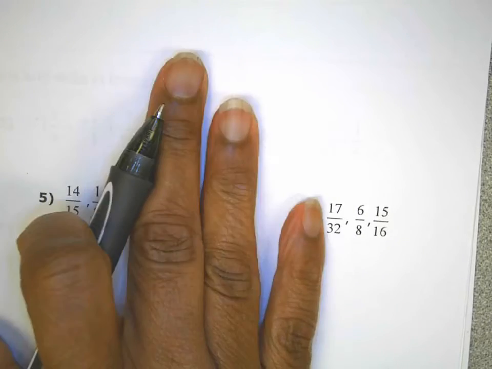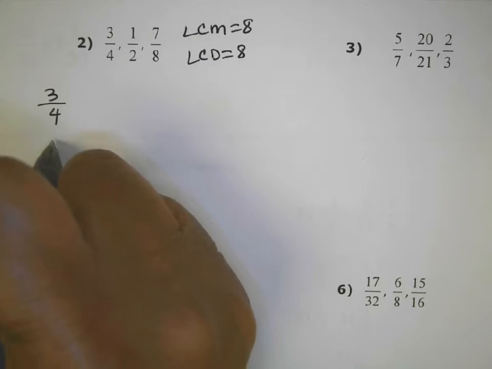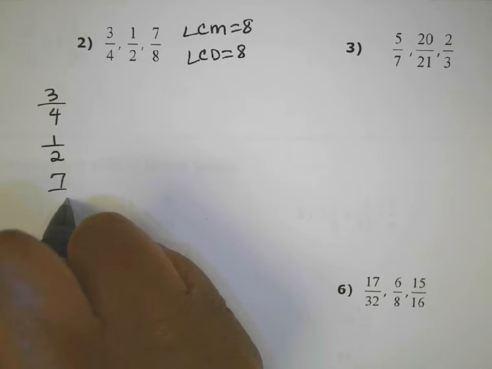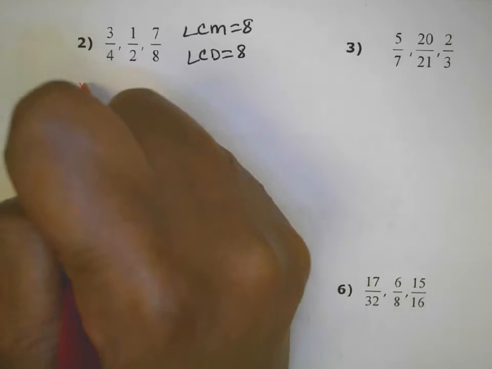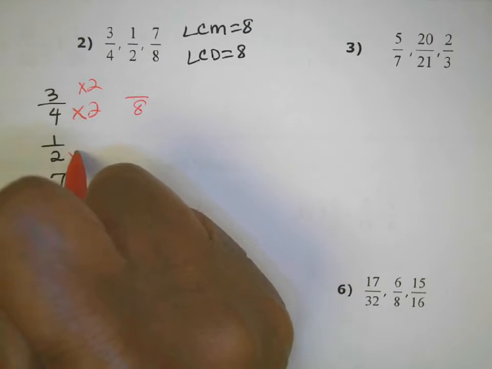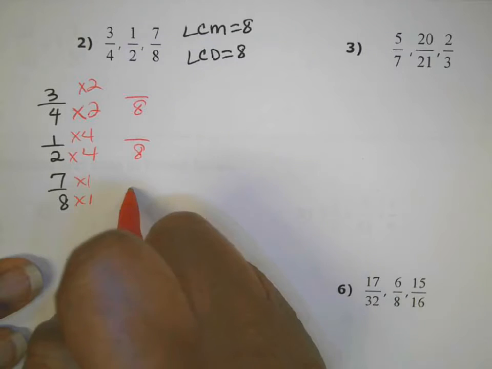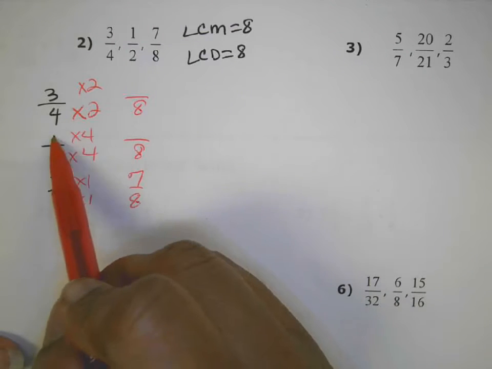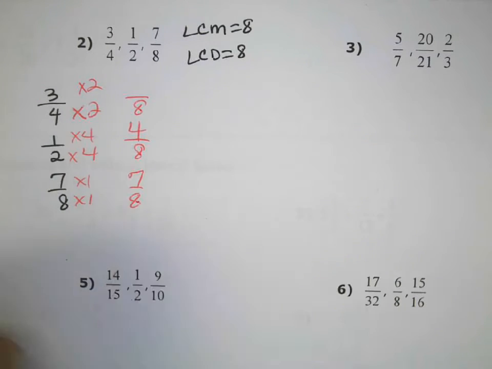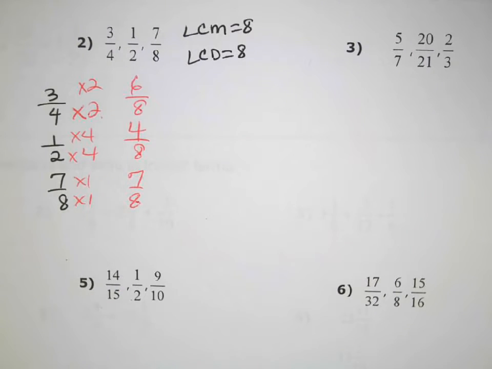Now, your job is to raise the fractions. You have 3 over 4, 1 over 2, 7 over 8. You have to raise this by 2 to get 8. You have to raise this by 4 to get 8. And you have to raise this by just 1 to get 8. This will be the same thing. And 1 times 4 is 4. So my new equivalent fraction for 1/2 is 4 over 8. And then my equivalent fraction for 3/4 is going to be 6 over 8.